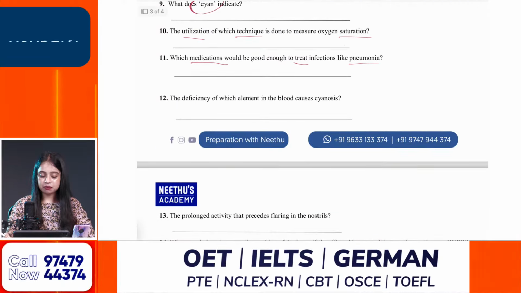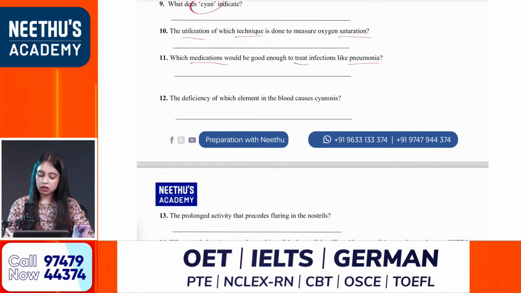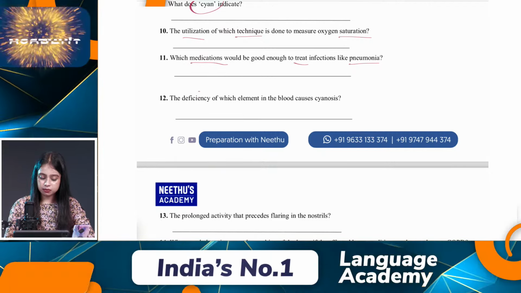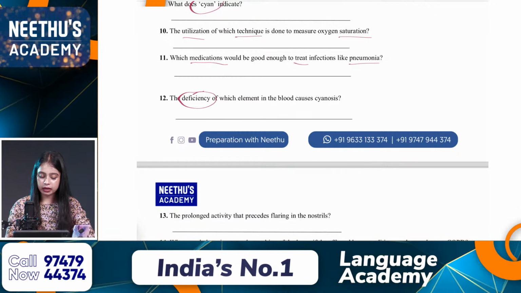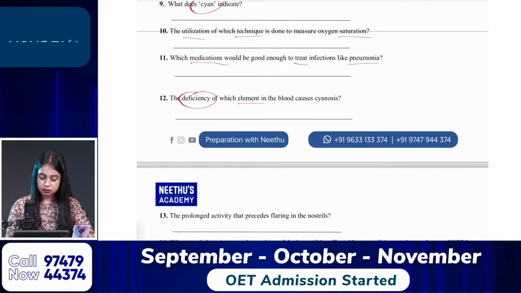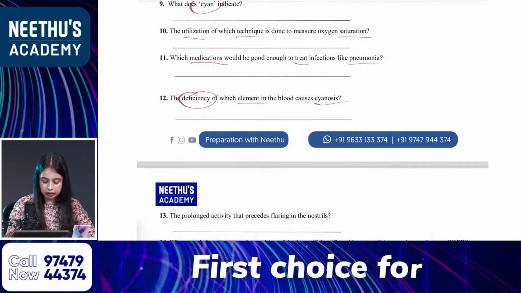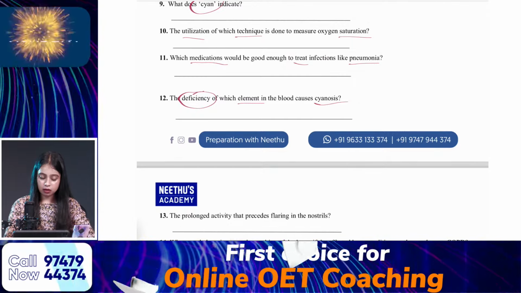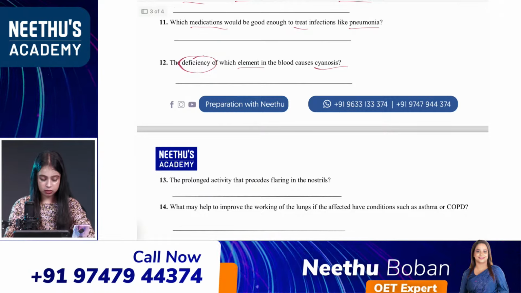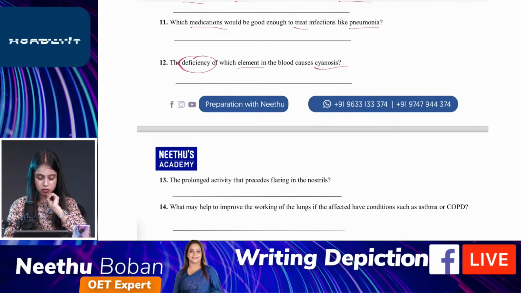Then the 12th one: the deficiency of which element in the blood causes cyanosis? So some element is lacking there, deficiency, lack of which element? Okay, which element in the blood causes cyanosis? Which element is lacking, the deficiency? The deficiency of which element in the blood causes cyanosis? So which element?